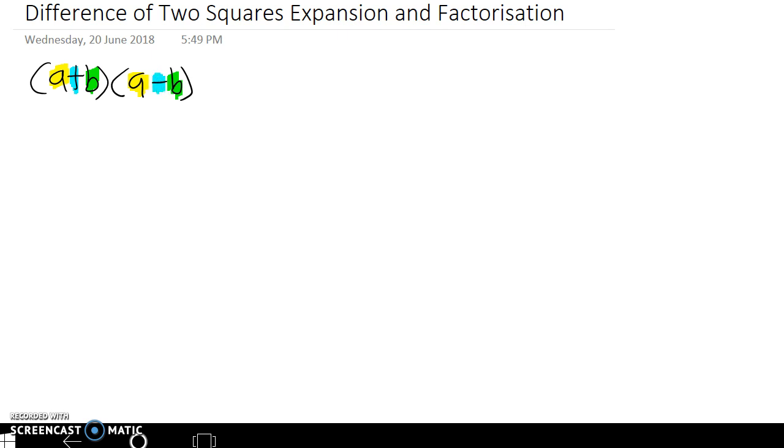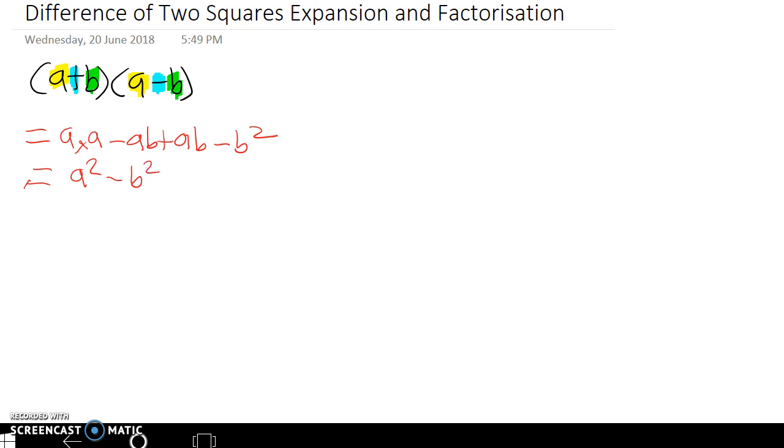So we need the same set of numbers in each position of each bracket, and two, we need a different sign in each bracket. If we expand this using FOIL, we obtain a times a, then minus ab, then a positive ab, then negative b squared, because we have a positive b and a negative b multiplying. If we simplify this down, we get a squared, and the ab's in the center cancel out because we have a negative ab and a positive ab. So all we're left with is a squared minus b squared.